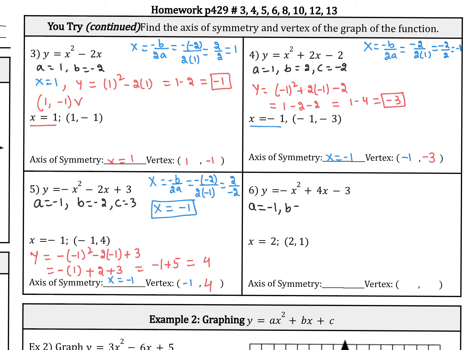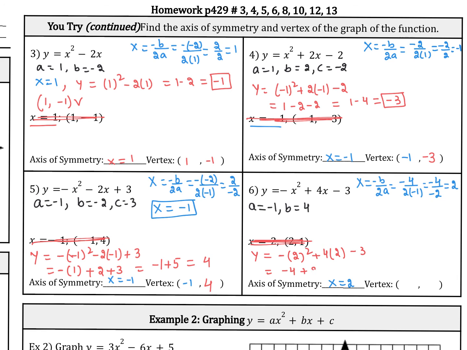For number 6, a is -1, b is 4. X equals -b over 2a, and that is -4 over 2 times -1. -4 divided by -2 is 2, so x equals 2. Now you're going to find out the y value, so you're going to plug it into the given equation. The answers are given to every question, but we already found the answers. So 2 squared with the negative, plus 4 times 2 minus 3, that's going to be -4 plus 8 minus 3, 4 minus 3, and that's 1. So 2 comma 1 for the vertex, and the axis of symmetry is x equals 2.